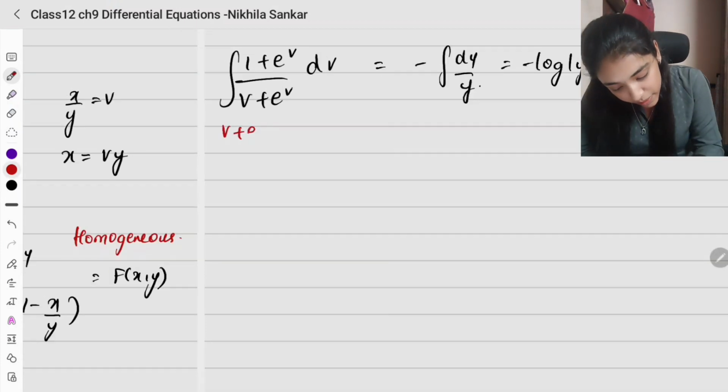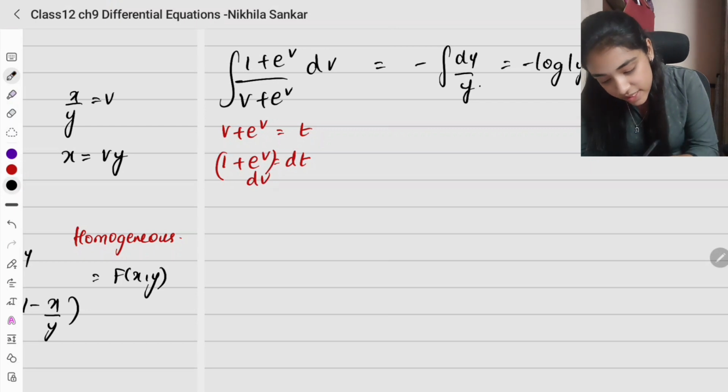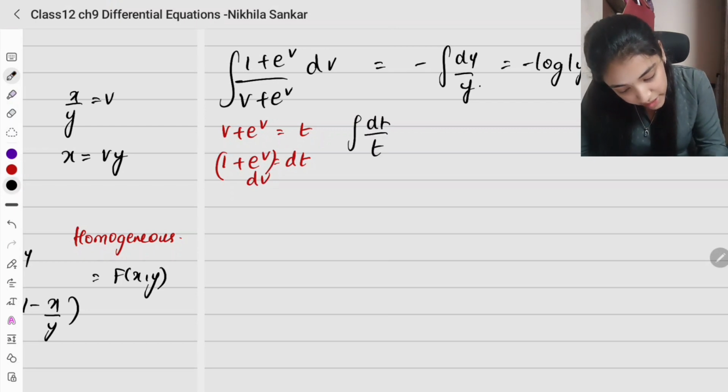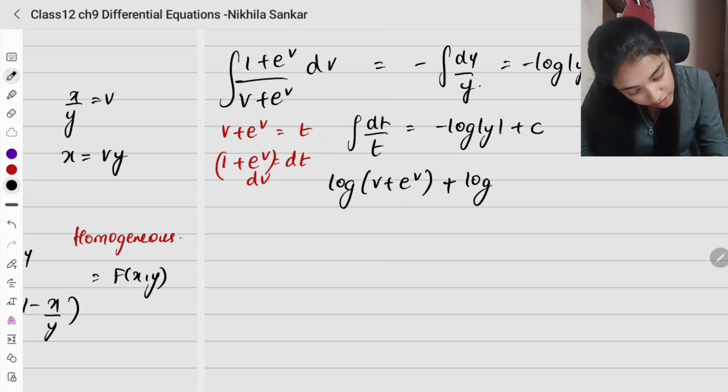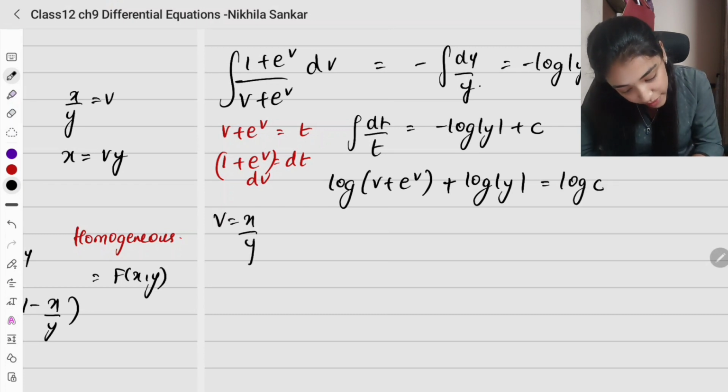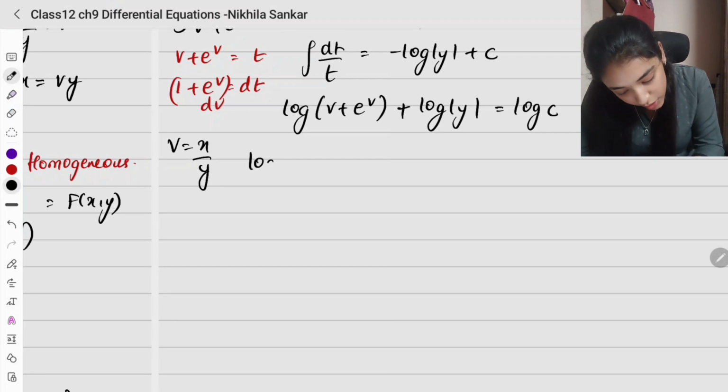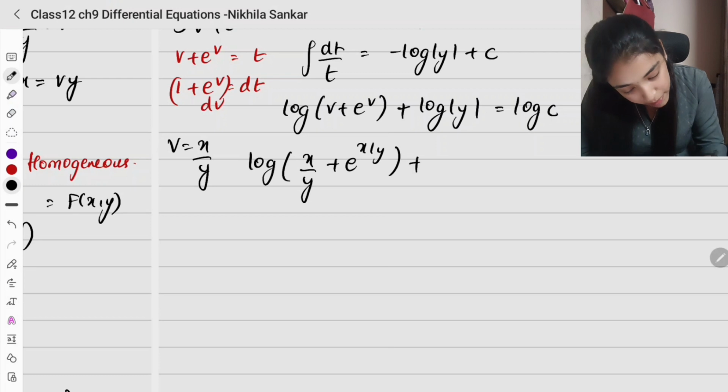Now the substitution method: v plus e to the power v equals t. So I have 1 plus e to the power v times dv equals dt. So this is very simple. So I have dt divided by t equals minus log mod y plus c. So this is nothing but log mod t, which is v plus e to the power v, plus log y equals log c. Now I'm going to substitute v equals x by y. Remember what to substitute. Log of (x by y plus e to the power x by y) plus log y equals log c.